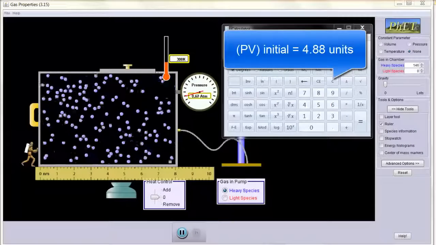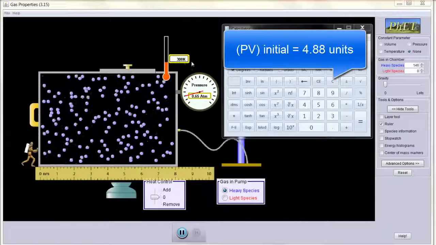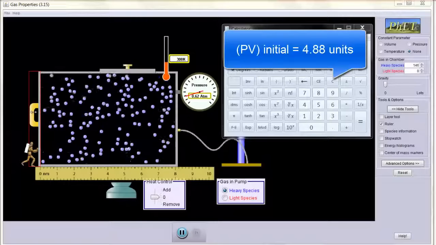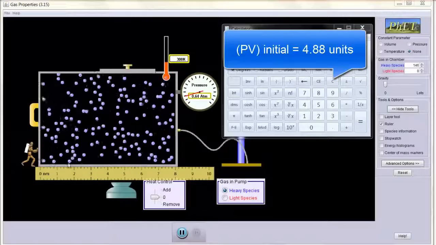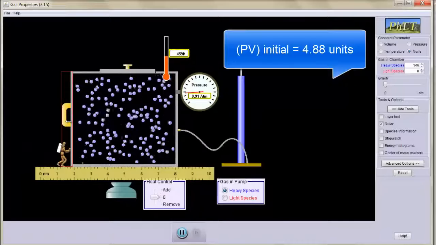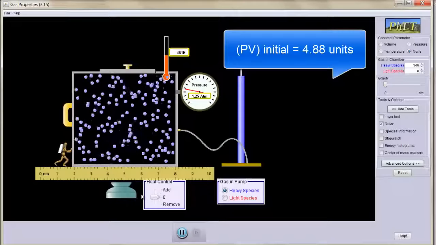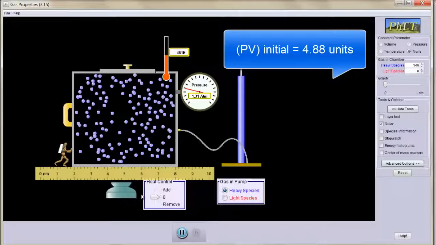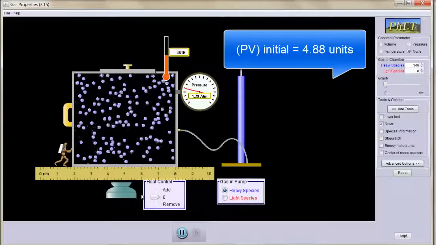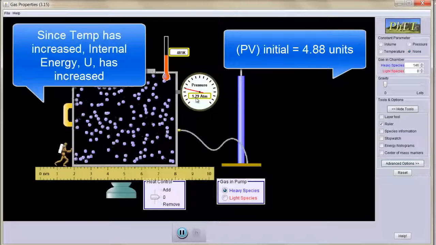4.88. Now I'm going to squeeze the gas, and I want you to notice what happens to the temperature of the gas when I do it. So I'm going to take it from 8 centimeters down to 6. I'm going to move this wall all the way to the 2 mark. And when I do that, notice that the temperature rises. It goes from 300 to 481 Kelvin. And since the internal energy of the gas is directly related to temperature, we know that the internal energy has gone up. Now it's reached a new pressure here.